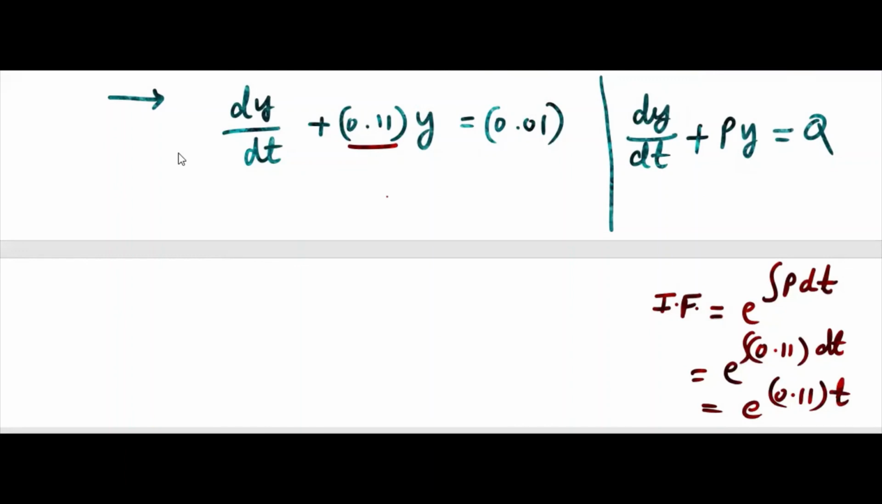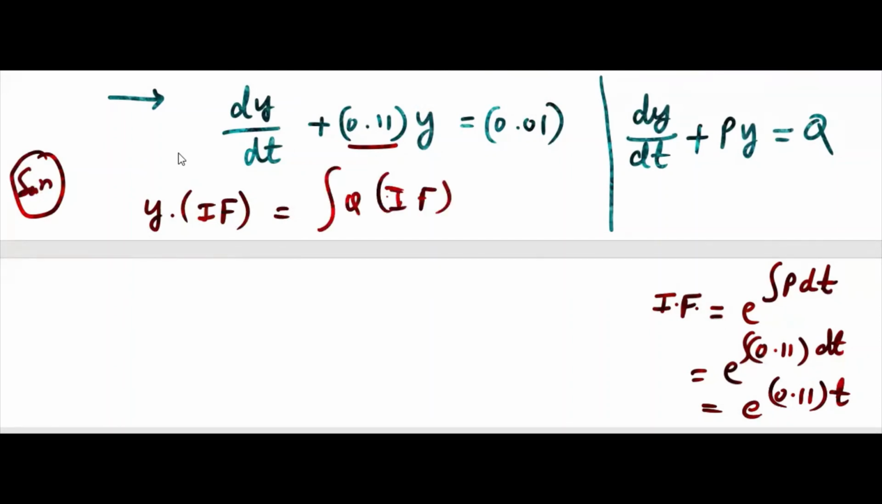0.11 dt, that will be e power 0.11 t, that's all. You have to integrate dt, that will give you t. So the solution for this is y IF is equal to integration q IF plus constant. If you make a definite integration, you need not write constant. There are two ways, but we can find the value of constant also from the initial condition. We'll see that.